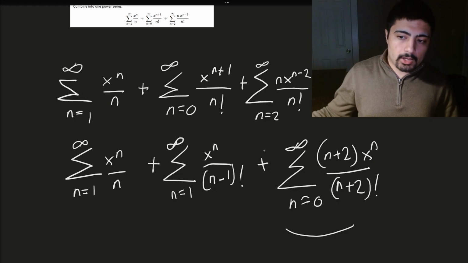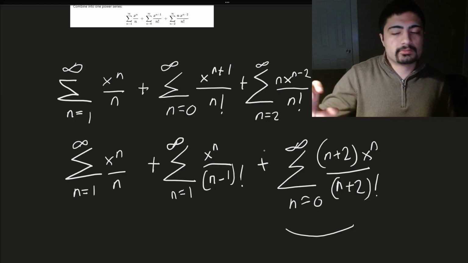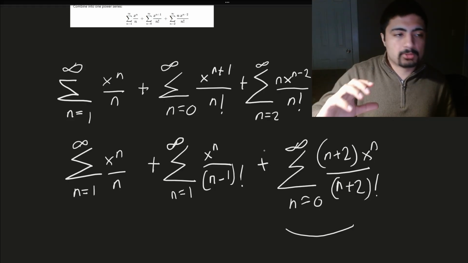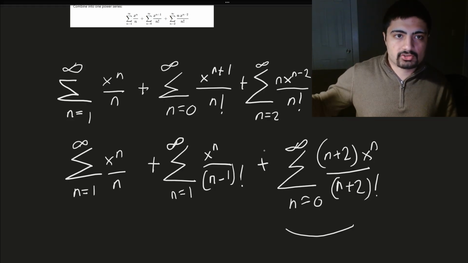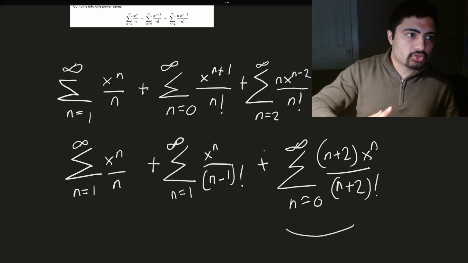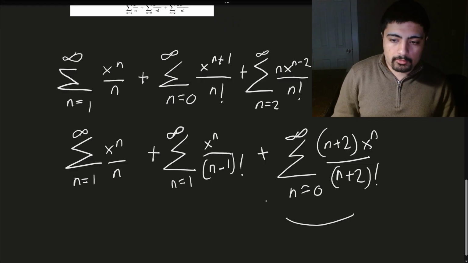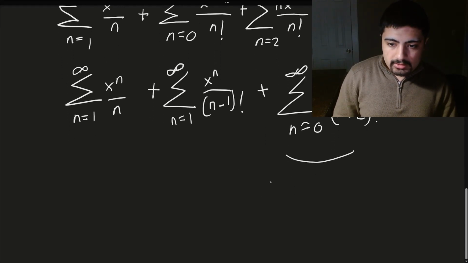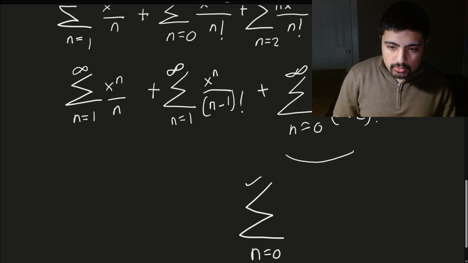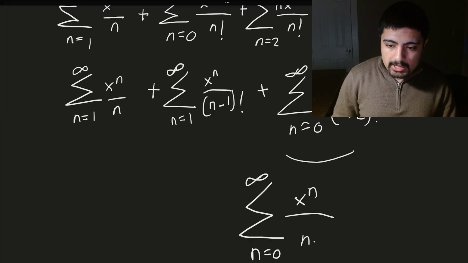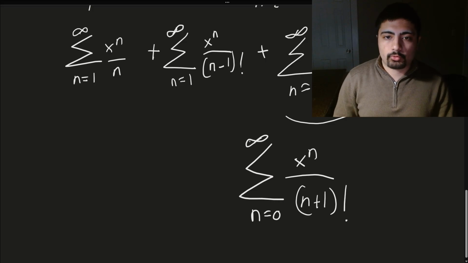So on the top we have it multiplied with n plus 2. We multiply n plus 2 times x to the n, so those n plus 2's should cancel each other out. And why not just simplify things when you can, right? So we're going to rewrite this series as the series from n equals 0 to infinity of x to the n over n plus 1 factorial. Okay? N plus 1 factorial.